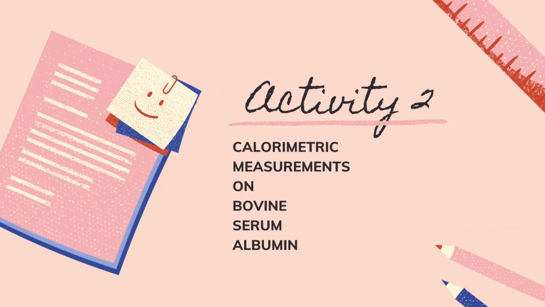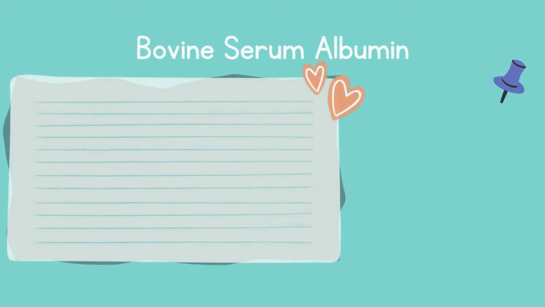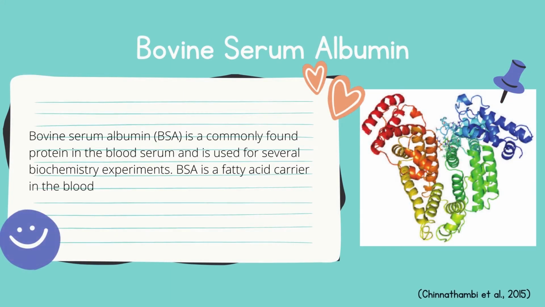Let's now head to the second activity, with the title Calorimetric Measurements on Bovine Serum Albumin. But what is bovine serum albumin? Bovine serum albumin, or BSA, as shown in the image, is a protein dissolved in blood plasma and is the most abundant blood protein in mammals.